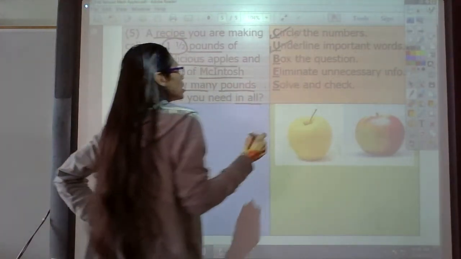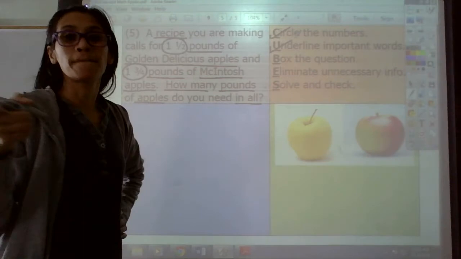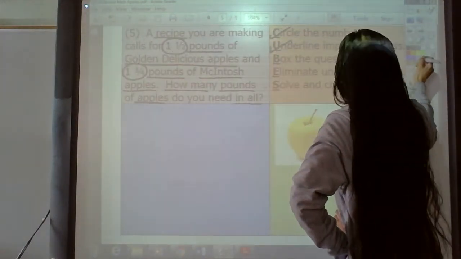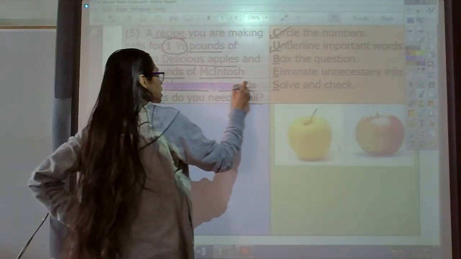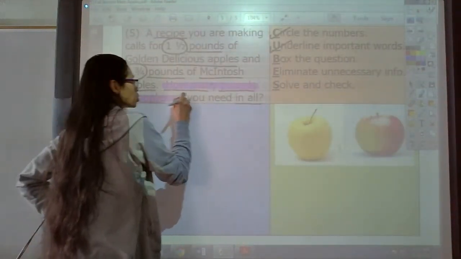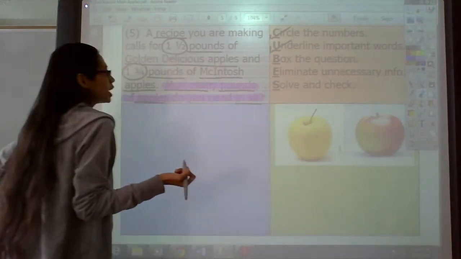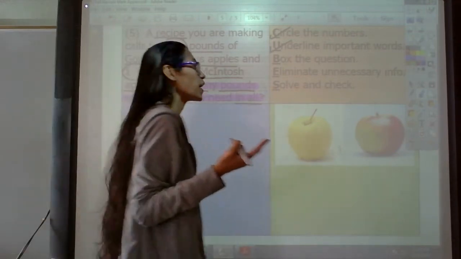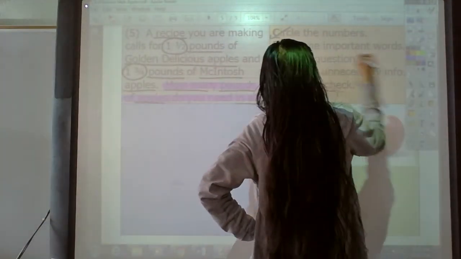The next step in our CUBES clues is the B step, to box the question. Box the question. What is the question? Right here at the end. How many pounds of apples do you need in all? How many pounds do we need? Well, guess what? We have to solve the problem to find that answer out. We're done with that step.